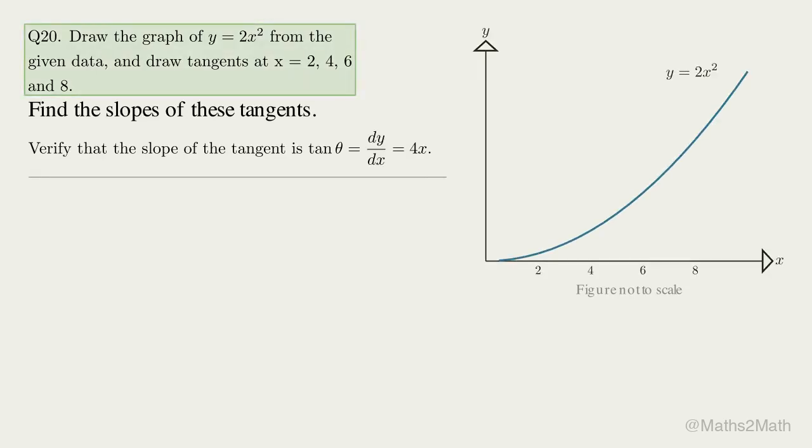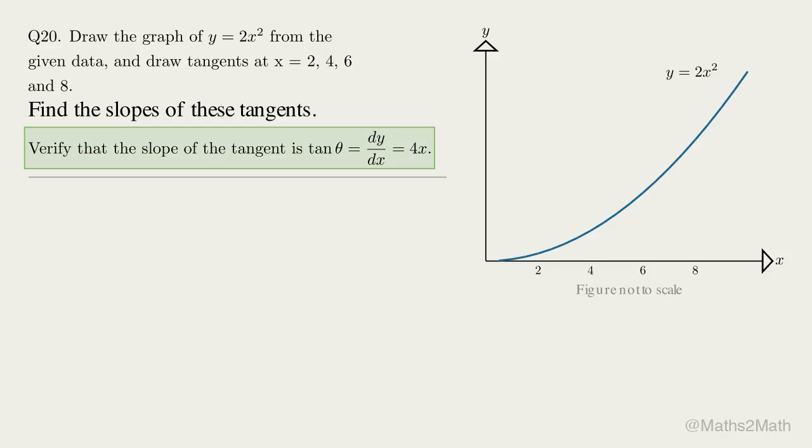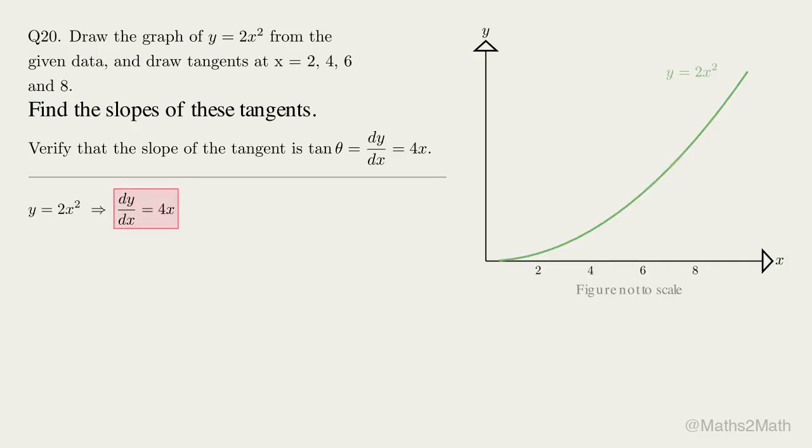Question 20. We draw the graph of y equals 2x squared with tangents at x equals 2, 4, 6, and 8. We must find the slopes of these tangents and verify that the slope is dy by dx, which is 4x. What does this mean? The measured slope of each tangent should match the derivative. Differentiating y equals 2x squared gives dy by dx equals 4x, the tangent slope at any x.